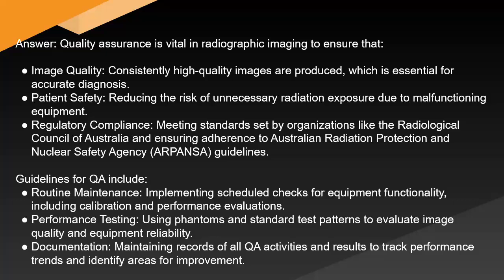and ensuring adherence to Australian Radiation Protection and Nuclear Safety Agency guidelines. Guidelines for QA include routine maintenance, implementing scheduled checks for equipment functionality including calibration and performance evaluations; performance testing, using phantoms and standard test patterns to evaluate image quality and equipment reliability; documentation, maintaining records of all QA activities and results to track performance trends and identify areas for improvement.